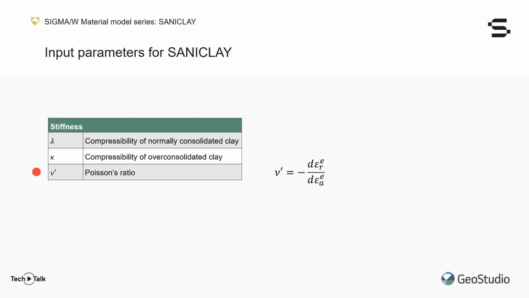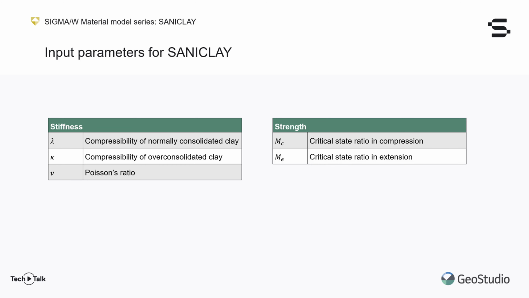Finally, nu is the Poisson ratio, which depicts the interrelation between horizontal or radial and vertical strains within the elastic domain. The rest of SANICLAY's input parameters relate to the strength the model can develop. In the interest of time, I will not go over how to calibrate each strength parameter. Please refer to the parameterizing of the SANICLAY model document available on our website for a thorough description of the topic.